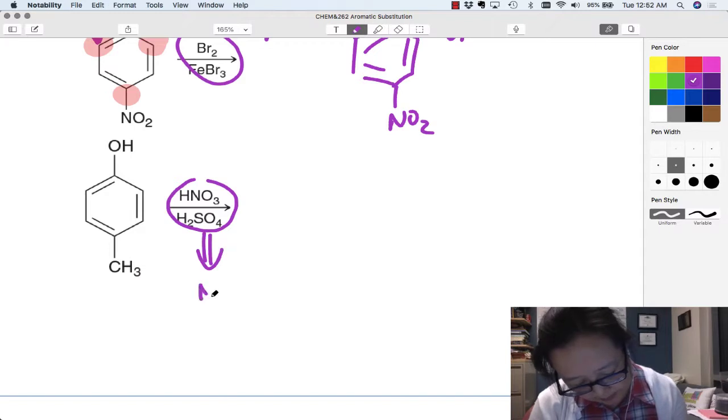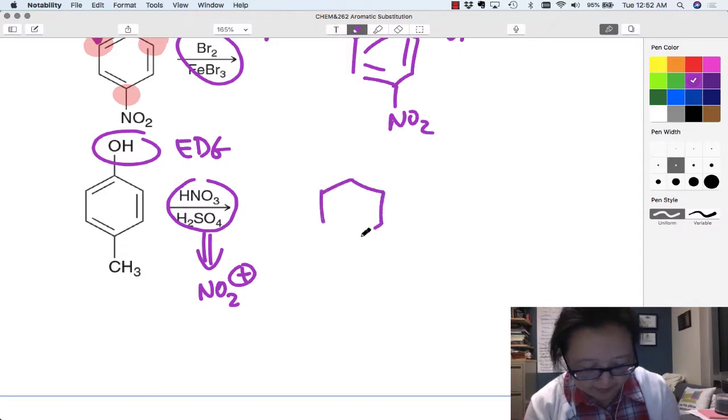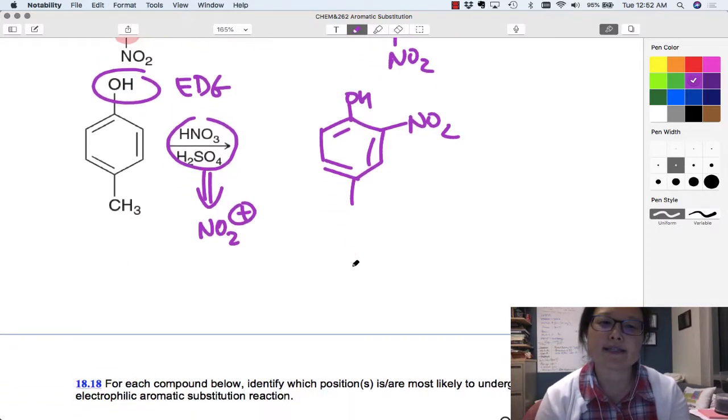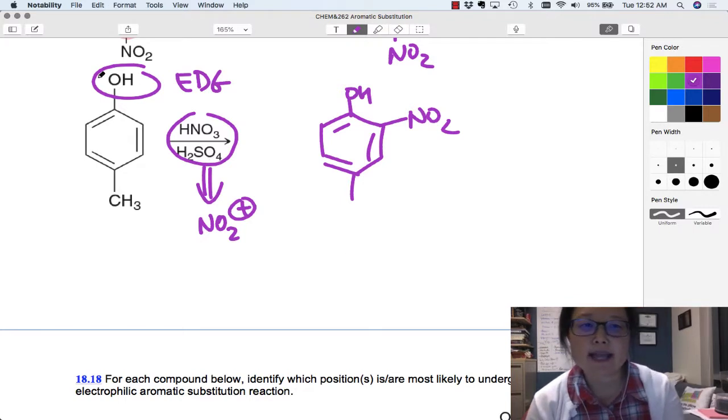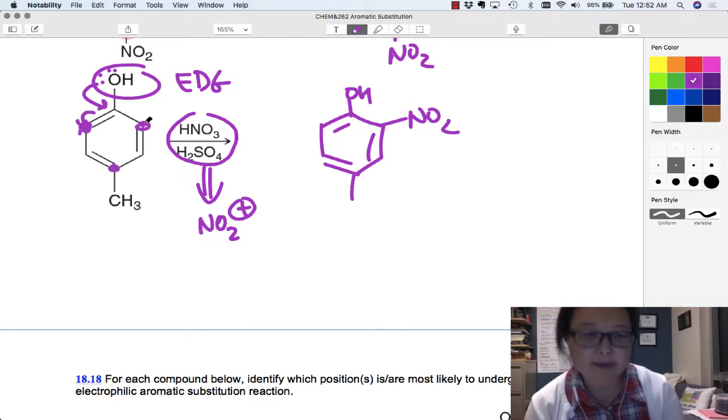So this means that a nitro group will be added. Then I look at the stronger of the two. This is way more donating than the methyl group is. So I'm going to add the nitro group here. I hope that makes sense to you guys. This is a stronger activator because it's electron donating into the ring, and by donating into the ring, I make those ortho-para positions more negatively charged. But I already have something para, so I can only add to the ortho position at this point.